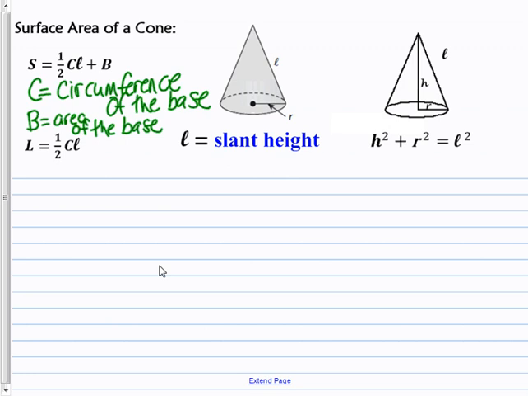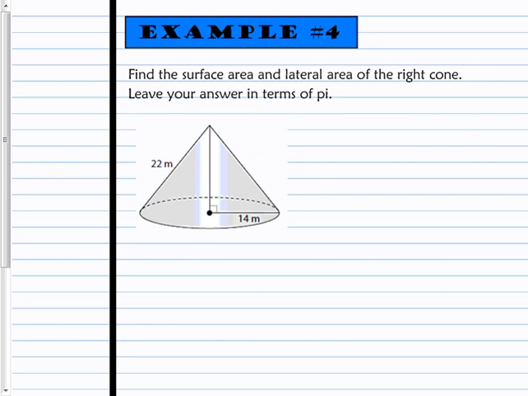So it's the same thing, 1/2 of the perimeter, which we call the circumference since it's a circle, times the slant height plus area of the base. And again, we're only finding one base because cones only have one base. Example number 4, find the surface area and the lateral area of the right cone. So I'm going to say, okay, we need the lateral area and we need the surface area.